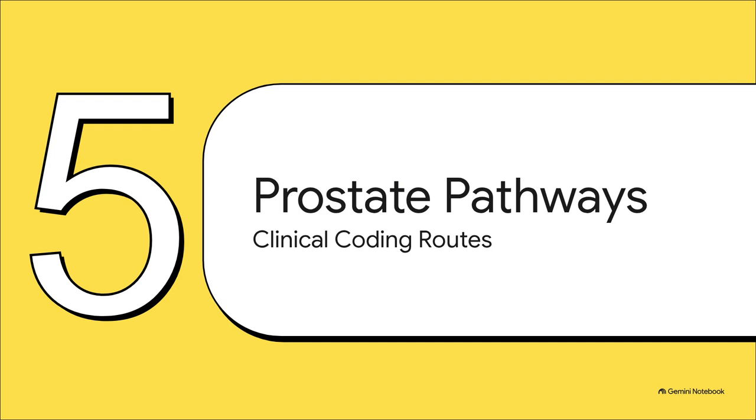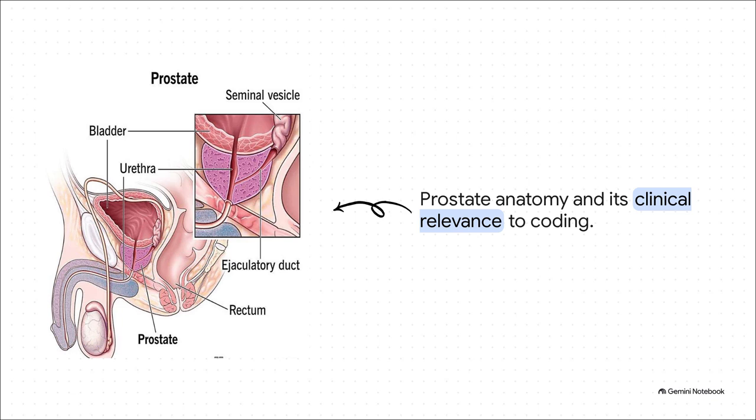Okay, let's head into our final module, Section 5, Prostate Clinical Coding Pathways. Take a good look at the prostate's anatomical neighbors here, especially the seminal vesicles and the rectum. Knowing these adjacencies is critical because they dictate the surgical approach. For instance, knowing the rectum sits directly behind the prostate perfectly explains exactly why a transrectal ultrasound biopsy is performed the way it is. It's all about anatomical access.